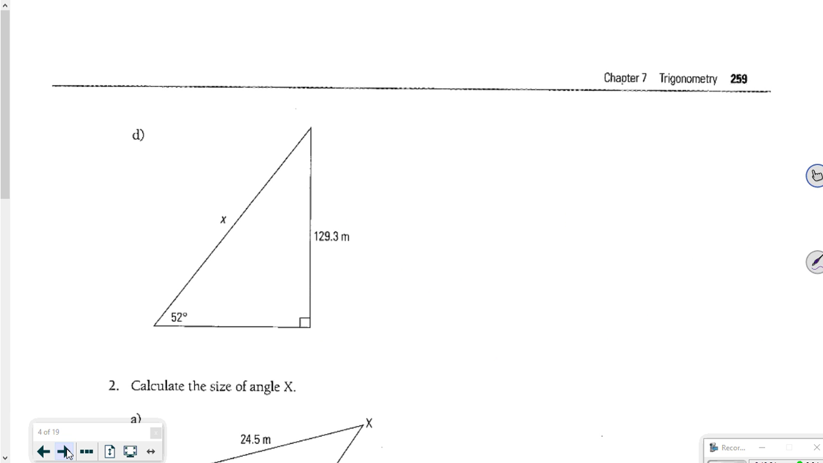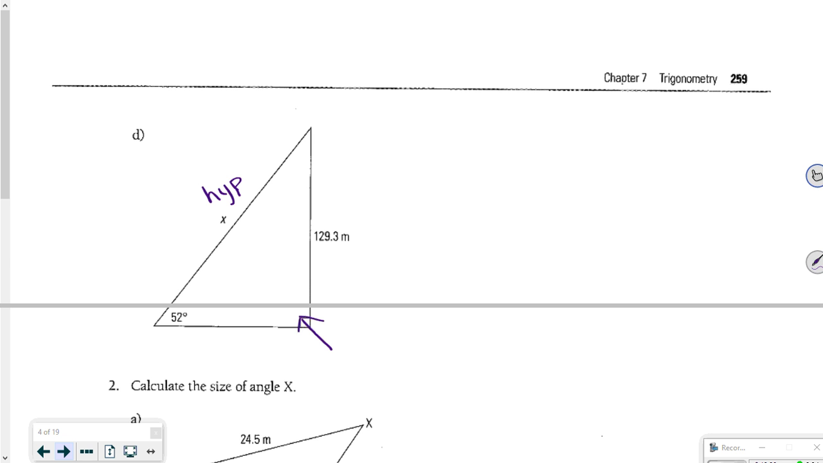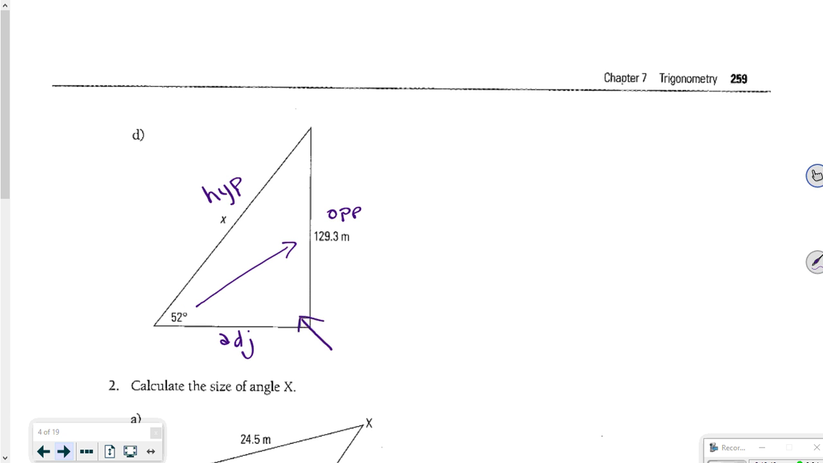Okay, next question, exact same thing. Right triangle, which means I can use my SOHCAHTOA or my trigonometric functions. Across from the right angle is the hypotenuse. Straight across from the angle that we know something about is the opposite. Third side's the adjacent. In this case, we're looking at the hypotenuse and the opposite, which is the sine function.